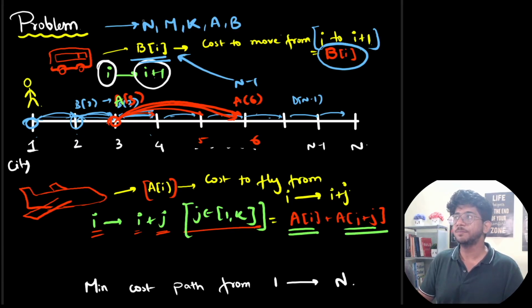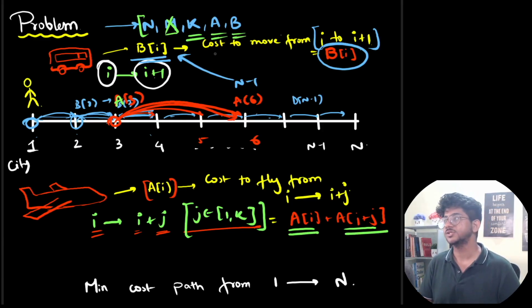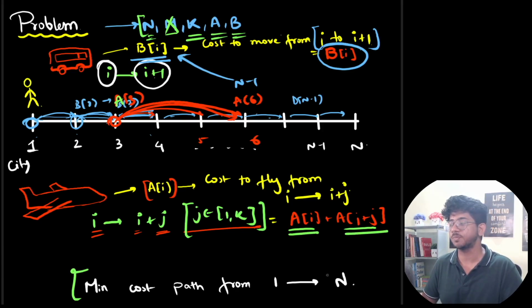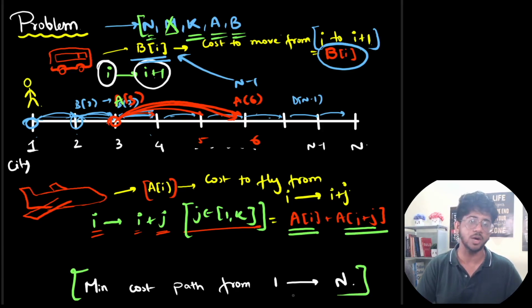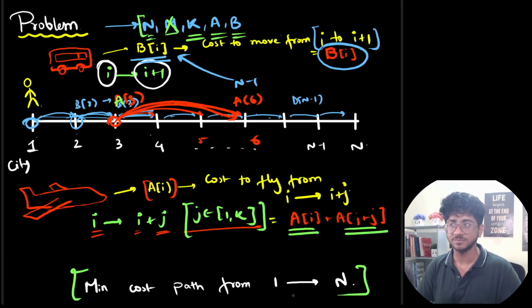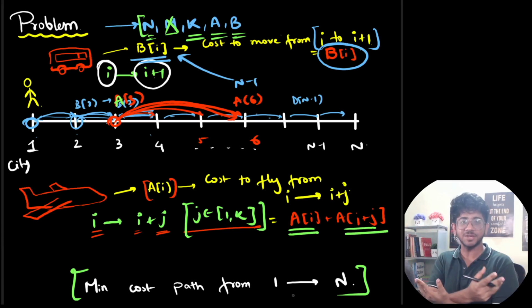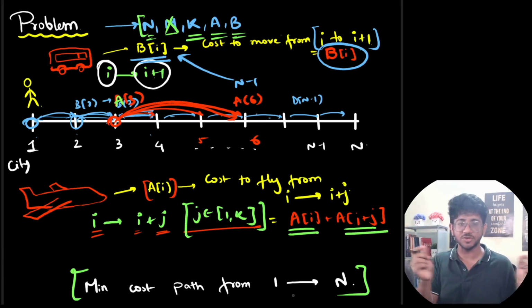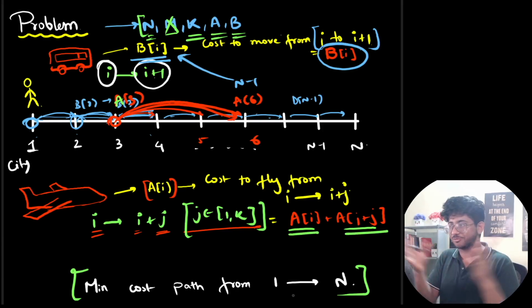So the input contains n, k is present, and the A and B arrays are present over here. These inputs are available to you: n and k are given, and A and B arrays are given to you. You have to find the minimum cost path that you can use to move from 1 to n, and that's the whole problem. I kind of sped through the whole problem. I think it's clear, but if not, just go back, rewatch the video of the question, and then we can move to the solution.